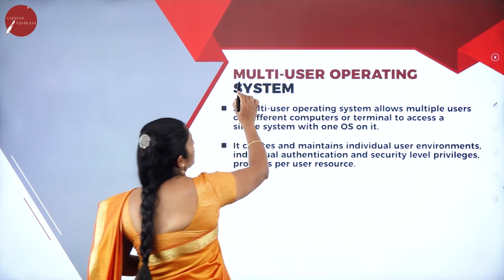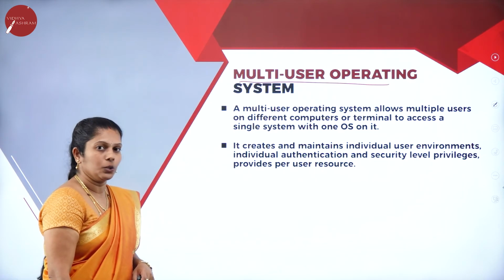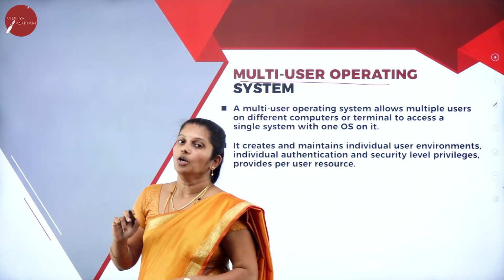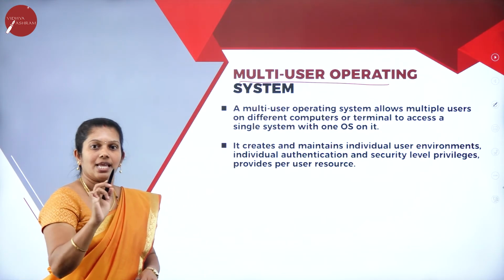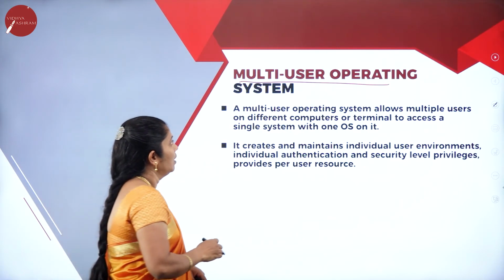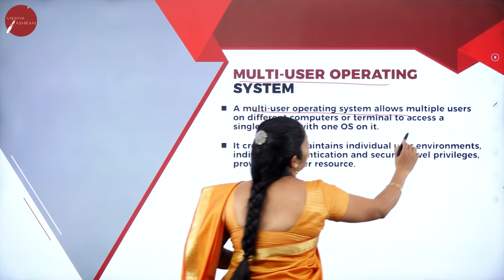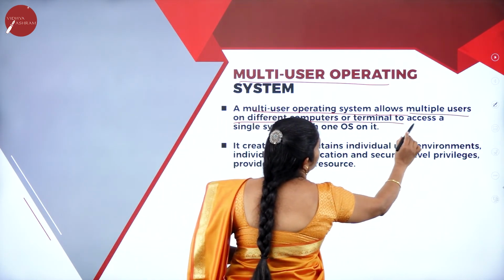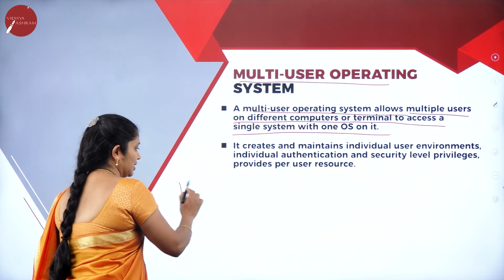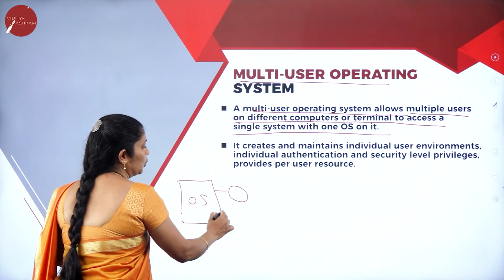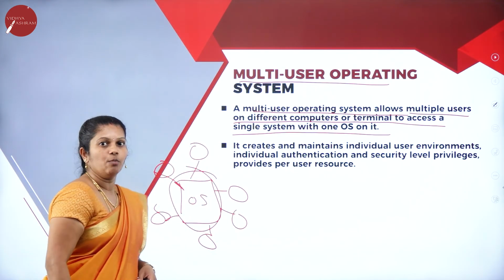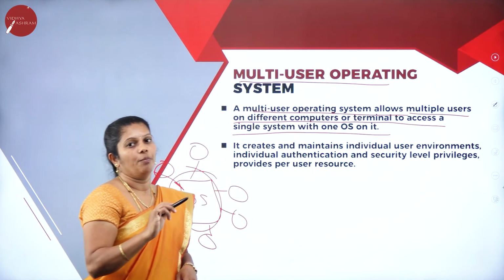But what do we mean by a multi-user operating system? In single user, only one person can execute at a time, whereas multi-user means more than one person can work at the same time by sharing resources, memory, and so on. A multi-user operating system allows multiple users on different computers or terminals to access a single system with one operating system on it. Only one operating system is there, and on that system multiple users are processing. User 1, user 2, 3, 4, 5, all the users are using the same operating system. That is a multi-user operating system.